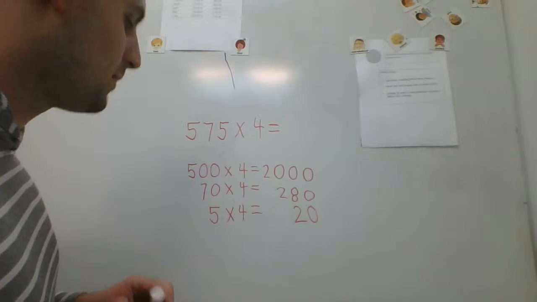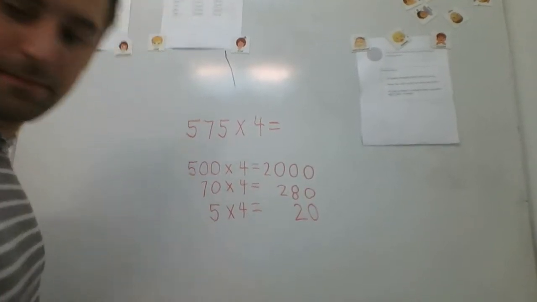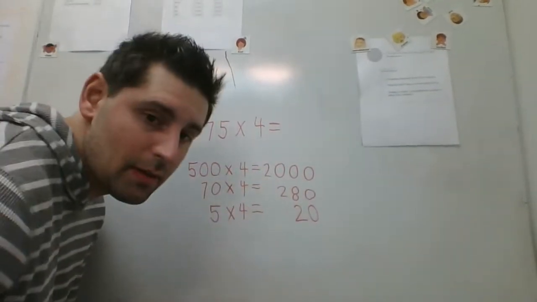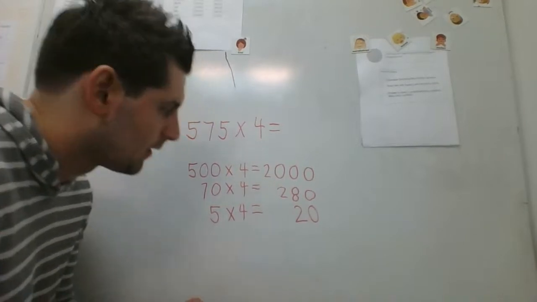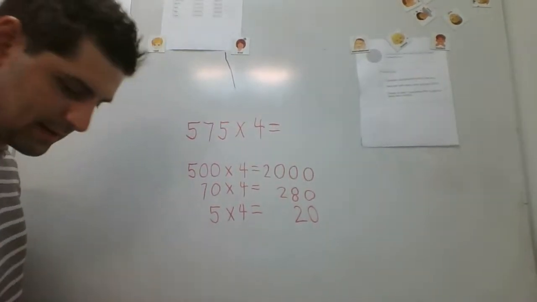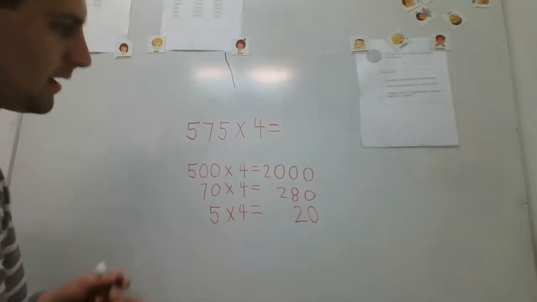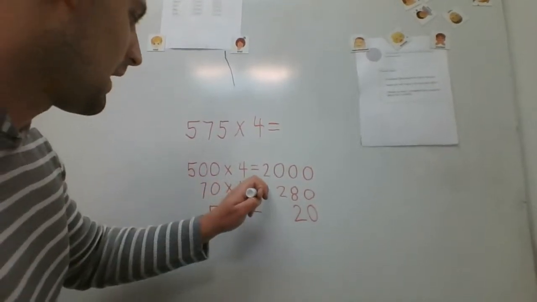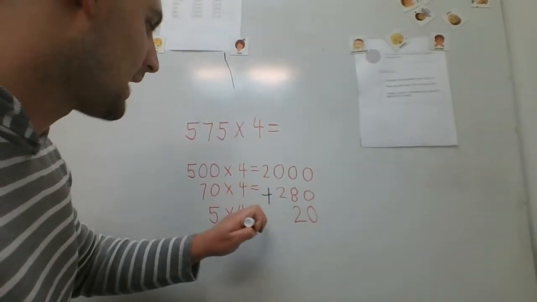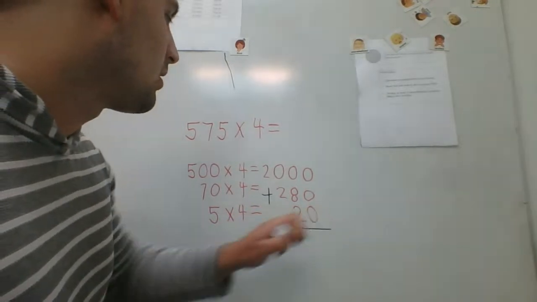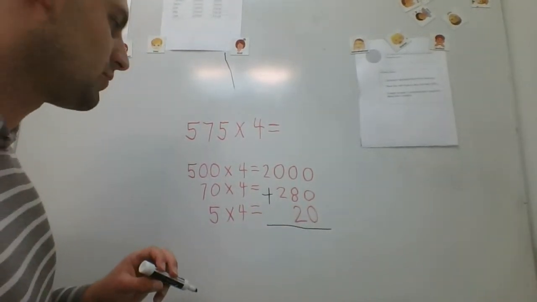Now the next step is we add these 3 numbers together. So now it's becoming an addition problem. We have to add 2,000 plus 280 plus 20.